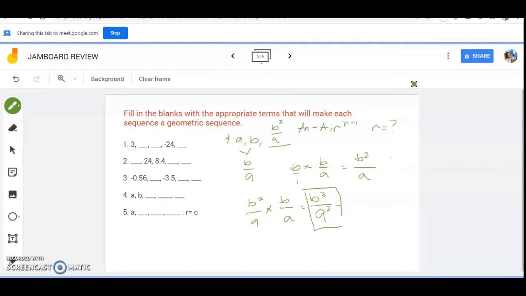Okay, so meron tayong second term, meron tayong third term. Next naman, last, meron tayong fourth term. So we have b cubed over a squared times b over a. So that is b times b times b times b. So, ilang b na yon?